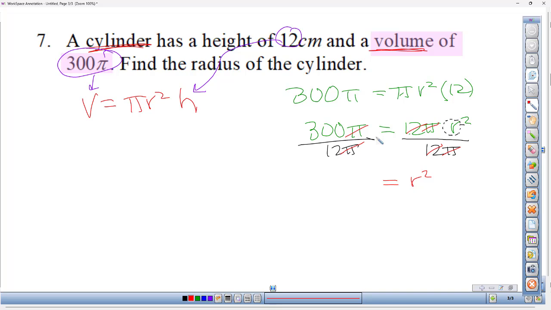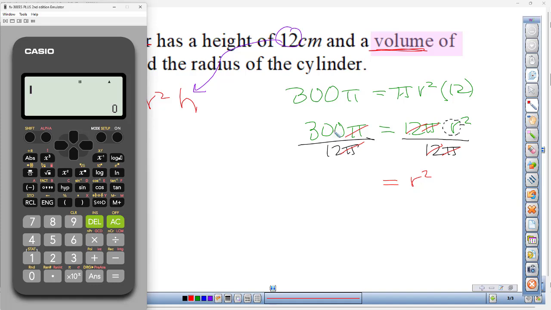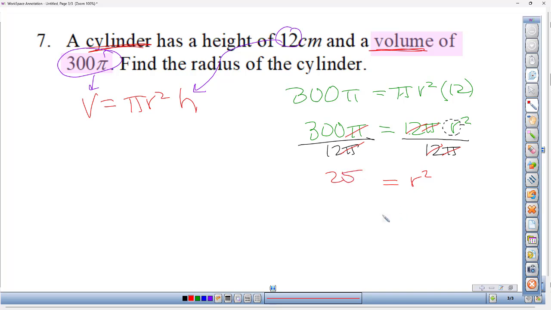Pi divided into pi goes once, and now we have 300 divided by 12, and we should grab our calculator. 300 divided by 12 comes out to be 25. So we got 25 is equal to r squared. We don't want r squared, we want just r. So what would cancel the squaring? Square root. Take the square root of both sides, and good news for us, 25 is a perfect square. What times itself gives you 25? 5. And our units were centimeters, so the radius of this cylinder is 5 centimeters.